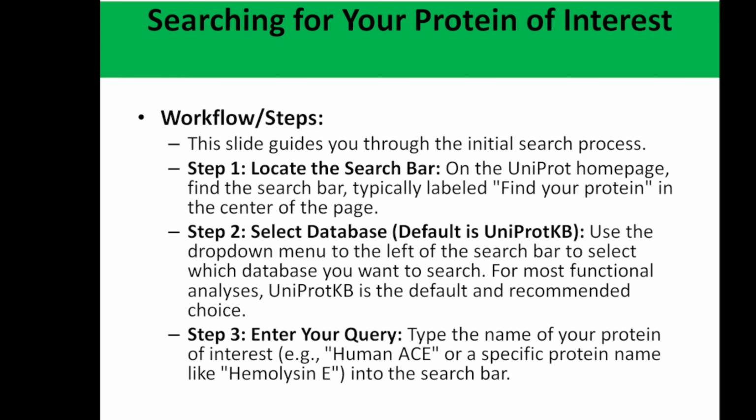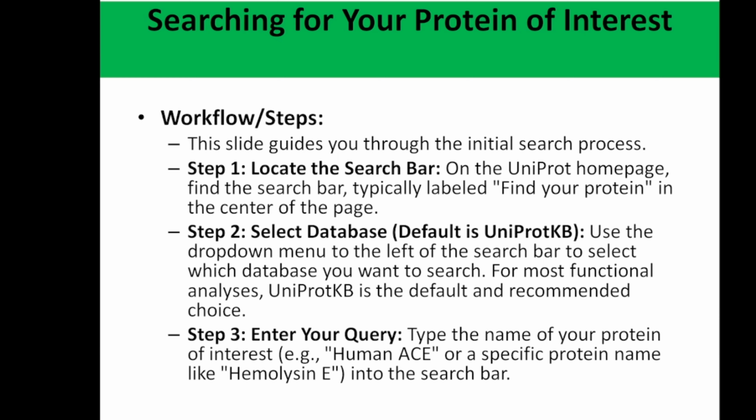The next one is our workflow for our protein of interest. The first step is to locate the search bar by going to UniProt's homepage and finding the search bar, typically in the center of the page. Then we have to select the database, and by default we are going to see UniProtKB. You use the drop-down menu on the left of the search bar to select which database you actually want to use. For most functional analysis, UniProtKB, which is the default, is the recommended choice.